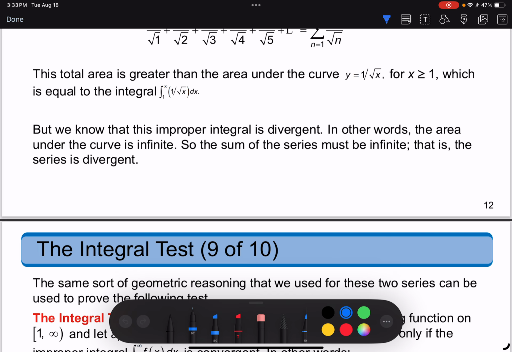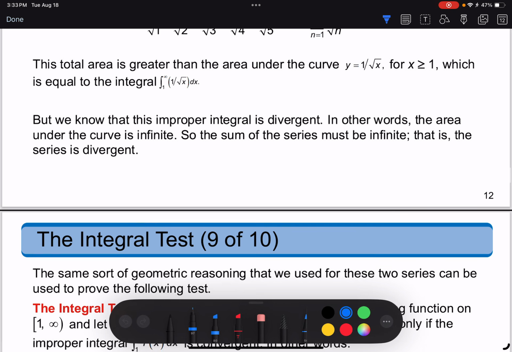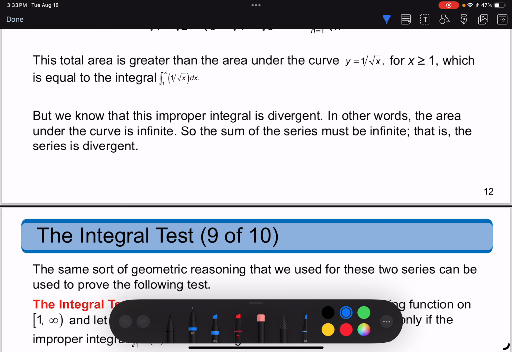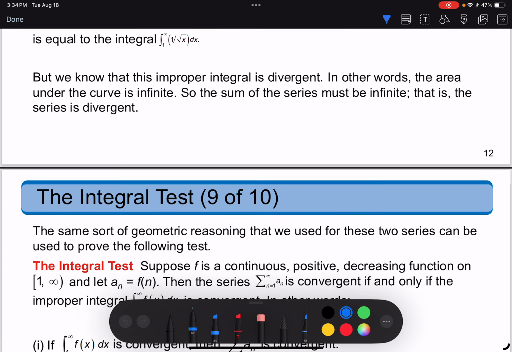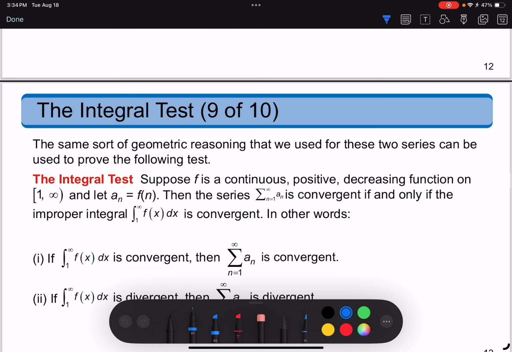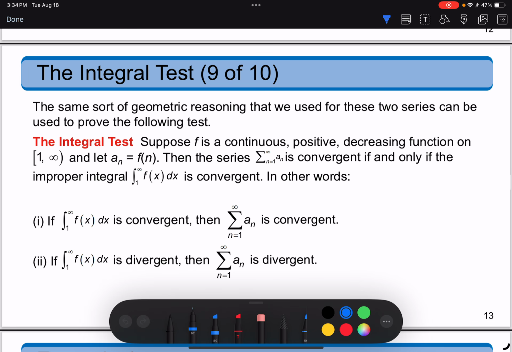It is a p-series, no? So in other words, the area under the curve is infinite. So the sum of the series must be infinite, that is, the series is divergent. So the same sort of geometric reasoning that we used for these two series can be used to prove the following test.